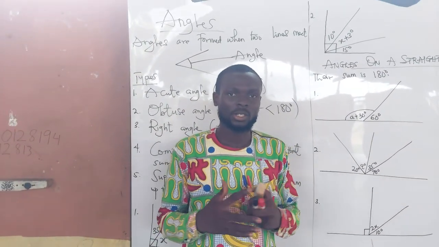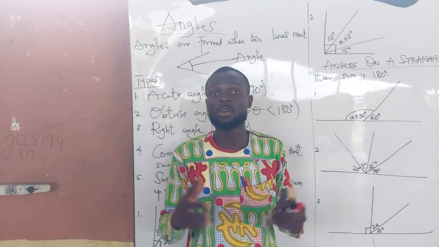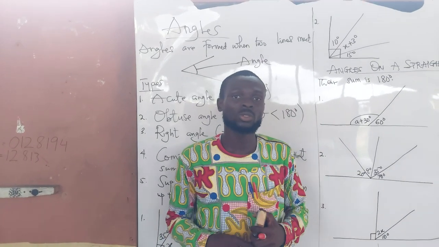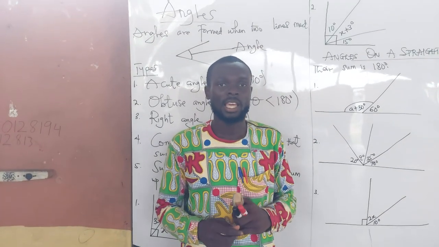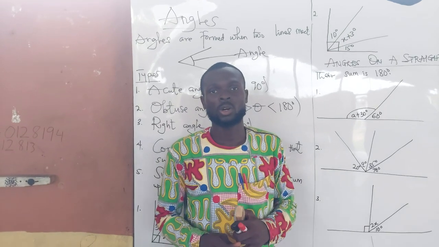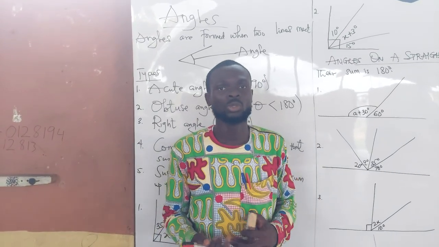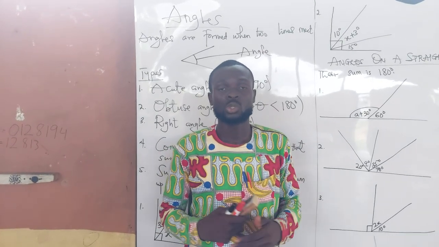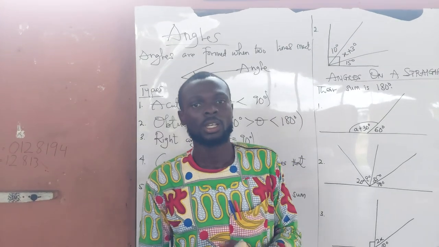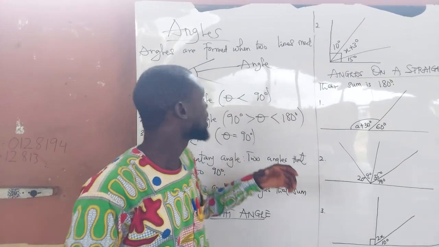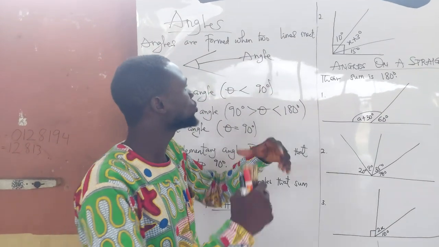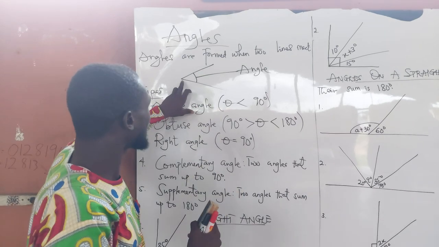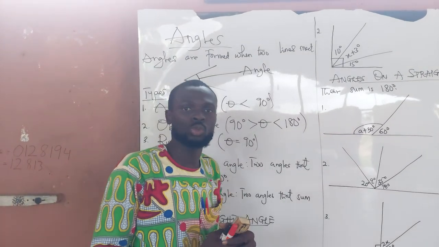Today we want to look at angles, and this is for both Basic 7 and JHS 3 candidates going to write their end of year exams. Also, a colleague said we should explain angles to him so he can get a clear idea of it. So today we are looking at angles, and angles are formed when two lines meet. The moment two lines meet, an angle is formed between the two lines.